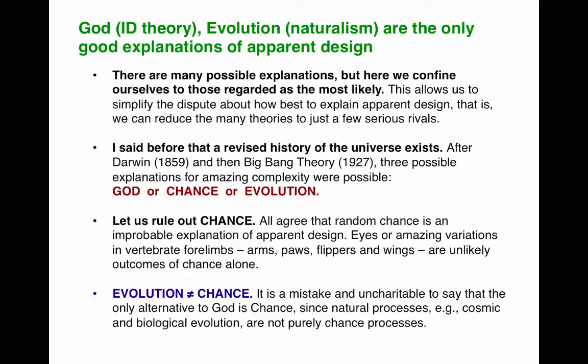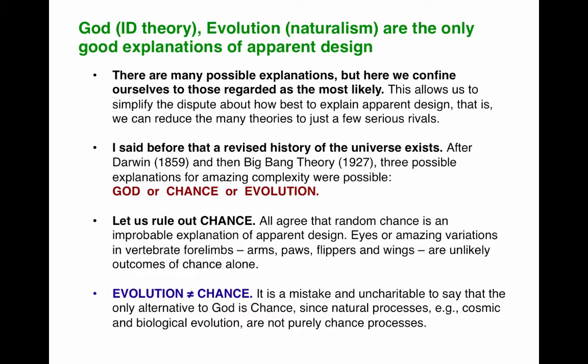There are many possible explanations. Here we confine ourselves to those regarded as the most likely. This allows us to simplify the dispute about how best to explain apparent design. That is, we can reduce the many theories to just a few serious rivals. I said before that a revised history of the universe exists. After Darwin and the Big Bang Theory, 3 possible explanations for amazing complexity are now possible: God, chance, or evolution.